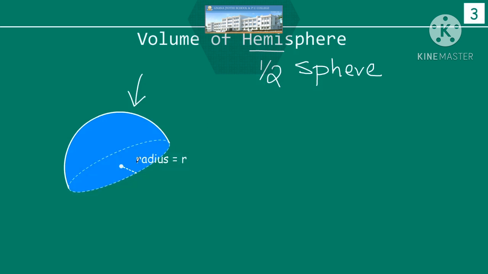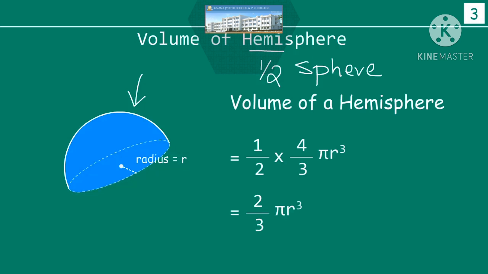So the volume, our radius is still r. The volume of a hemisphere will be, as you can imagine, 4 by 3 pi r cube, which is the volume of the sphere, and we will make this half. So half times 4 by 3 pi r cube, which is nothing but, this will cancel, so 2 2s are 4, 2 by 3 pi r cube. This is the volume of a hemisphere.